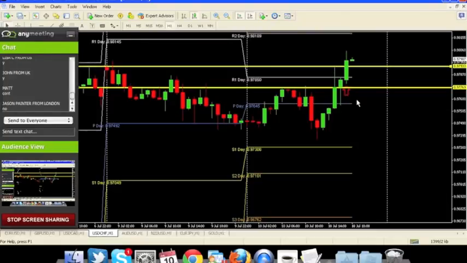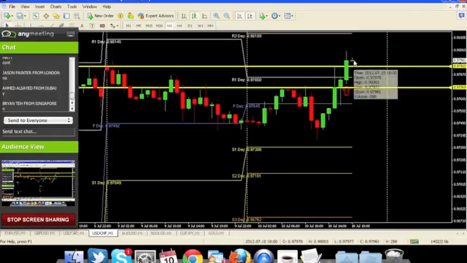No. Now the tail got smaller on the bottom. And look on top, look how big the tail is on top. It's telling you there is pressure on top. So the chances of this current candle that's running having a very long tail are slim.